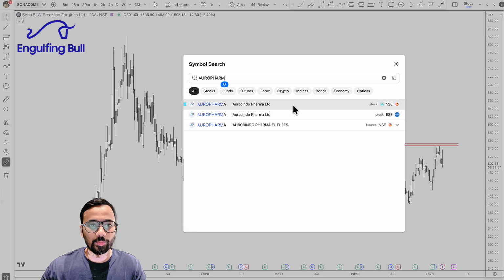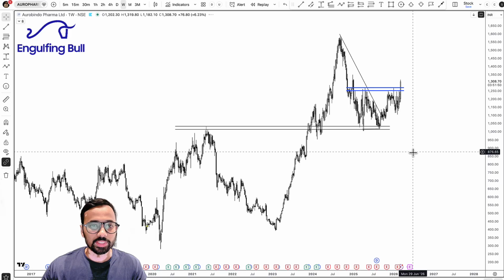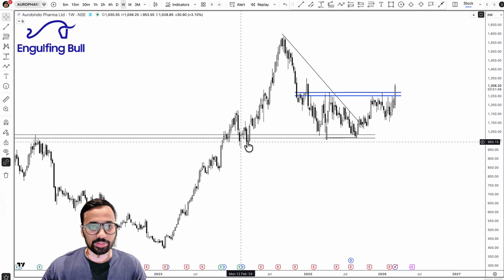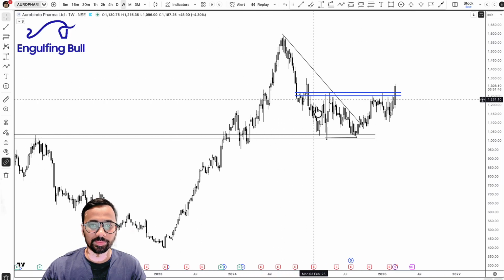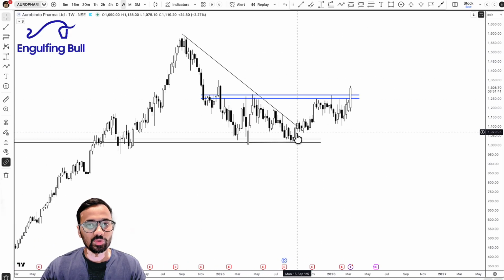Now let's open Oro Pharma. All right, Oro Pharma, you see here again my plan: resistance broken, change in polarity, gone up, came back, support, and there is a trend line here which broke.